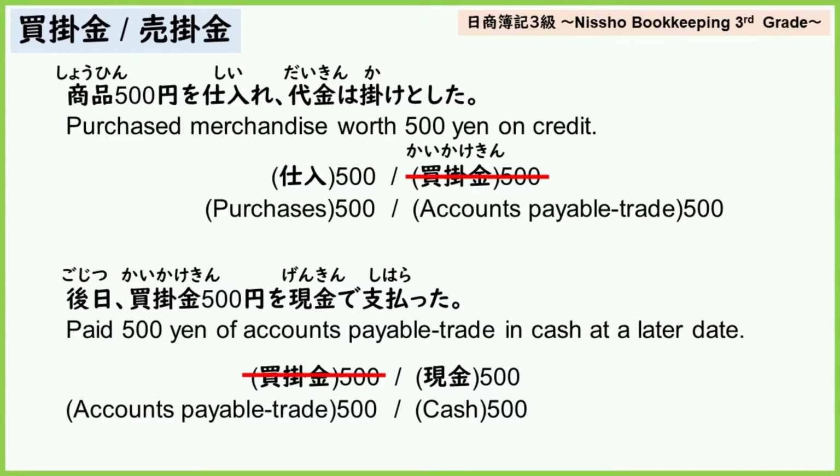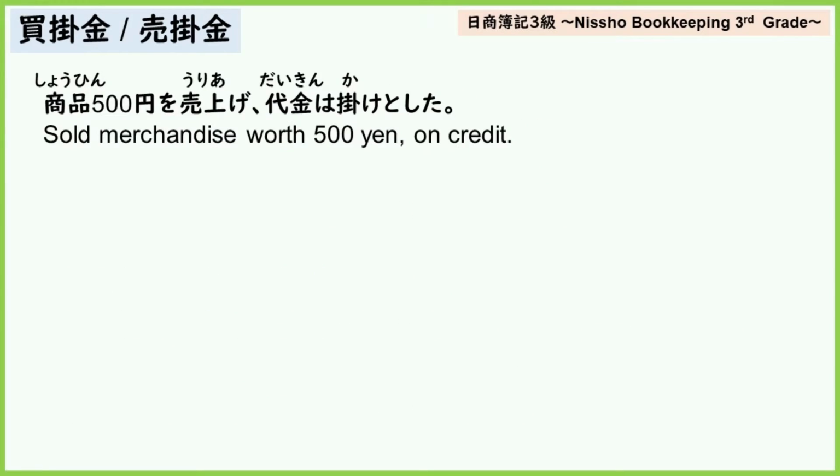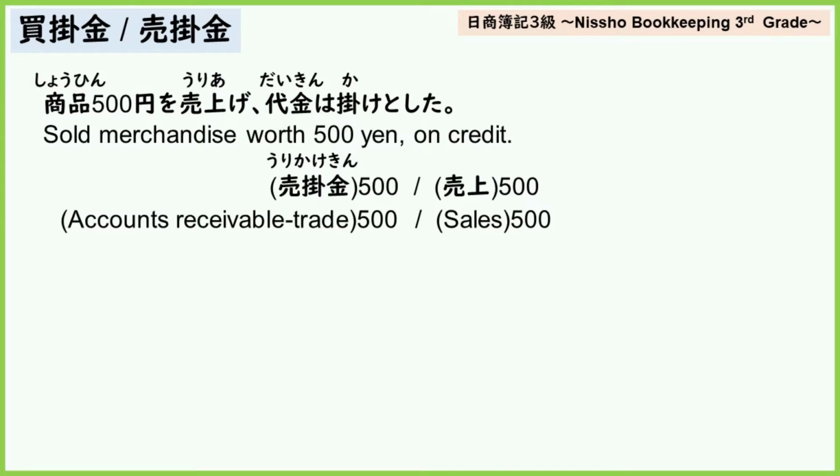Next, let's look at the journal entry for accounts receivable trade. Sold merchandise worth 500 yen on credit. The journal entry is as follows. Debit, accounts receivable trade 500. Credit, sales 500.